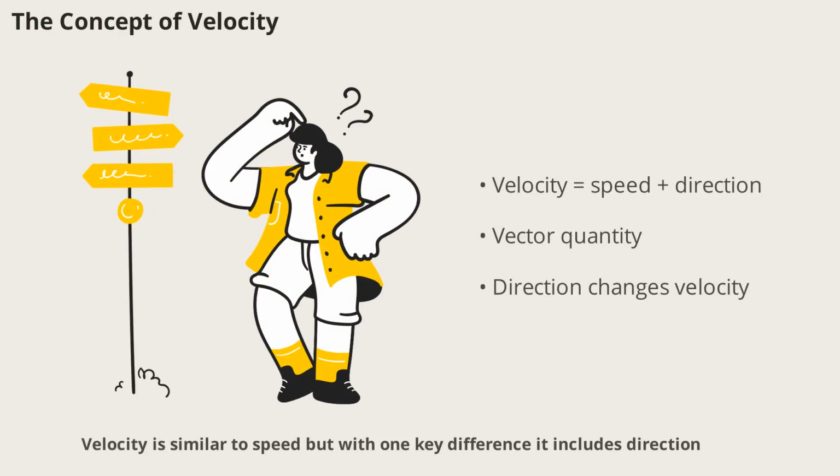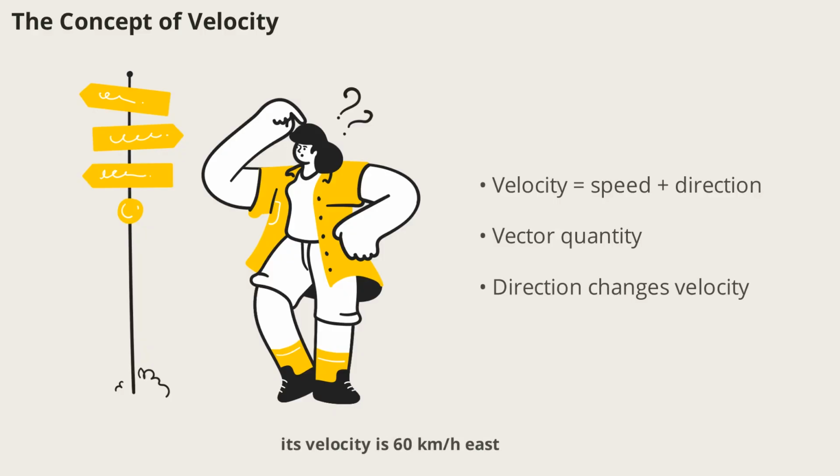Velocity is similar to speed, but with one key difference: it includes direction. Velocity is a vector quantity, meaning it has both magnitude and direction. For example, if a car moves east at 60 kilometers per hour, its velocity is 60 km/h east. If it turns around and moves west at the same speed, its velocity changes. Velocity helps us understand not just how fast something moves, but also where it's going. This makes it a crucial concept in physics.